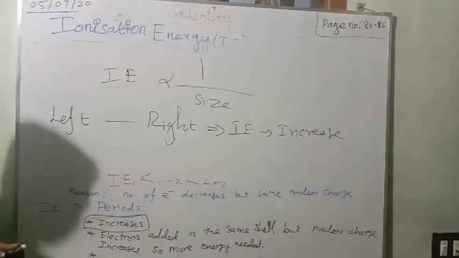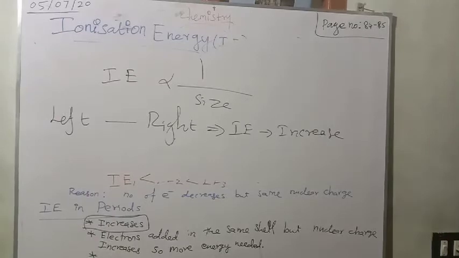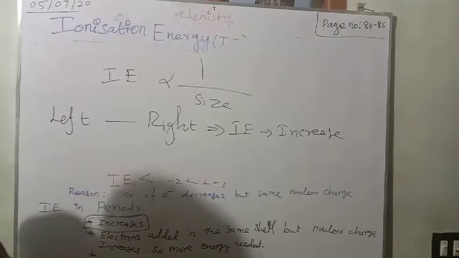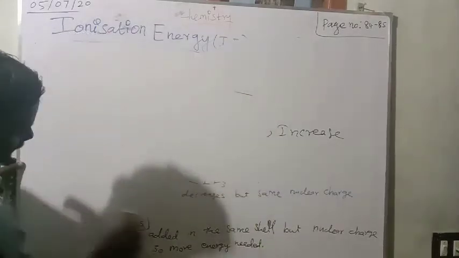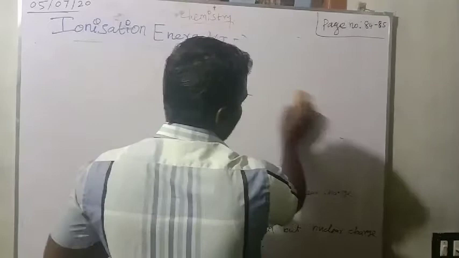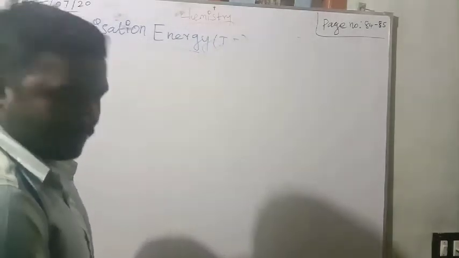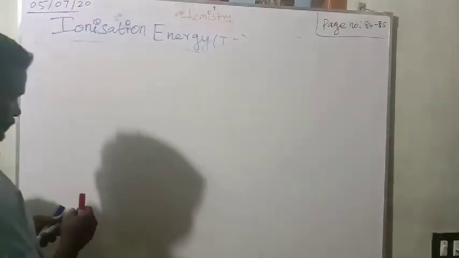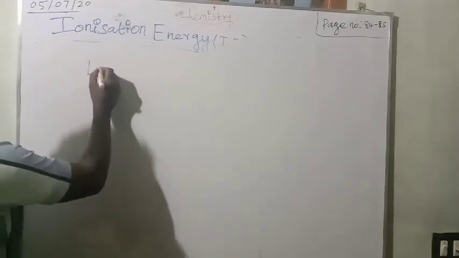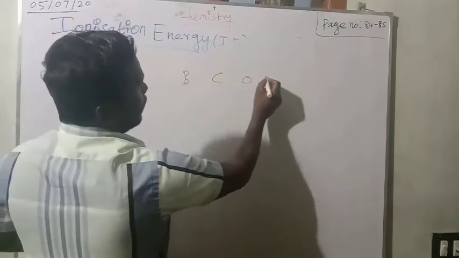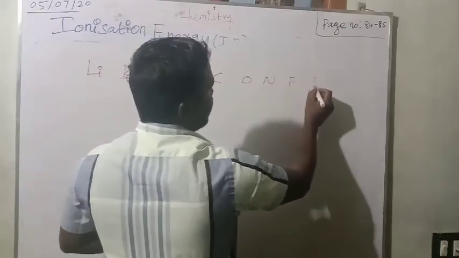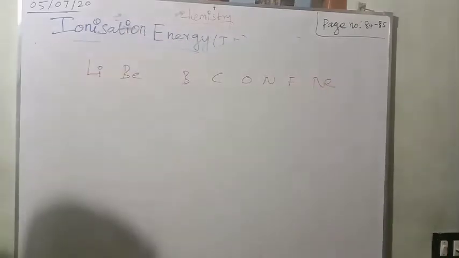So next we are going to learn about a graph. We are going to draw a graph for the second period elements. Second period, what elements are present, my dear students? Who will tell? Within this short gap you can tell what elements are present in the second period. Shall I? Yes. Lithium, beryllium, boron, carbon, oxygen, nitrogen, fluorine, neon. Okay, my dear students, left to right.